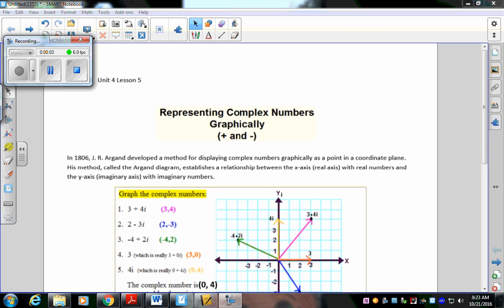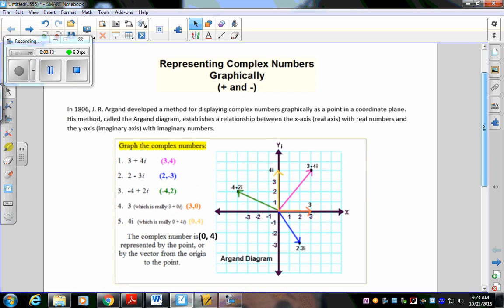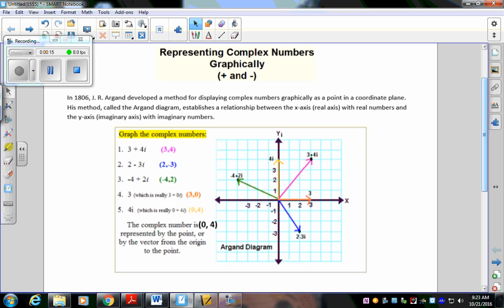This is Unit 4, Lesson 5. In this unit, we will be graphing complex numbers and then also finding the absolute value of complex numbers. Okay, so first let's start off with the graphing component. What we're going to do is graph our examples on a coordinate plane that was developed where your x-axis represents your real numbers and the y-axis represents your imaginary numbers.